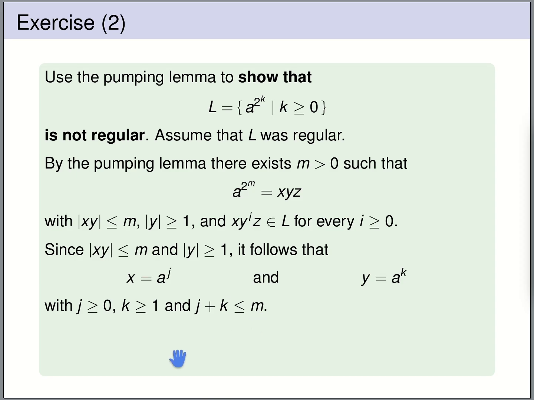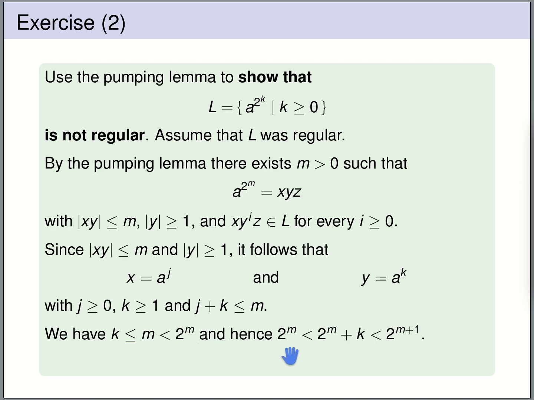Now let's do some small computation. Since j plus k is smaller or equal than m, we also know that k is smaller or equal than m, and m is smaller than 2 to the m. 0 is smaller than 2 to the 0, which is 1. 1 is smaller than 2 to the 1, which is 2. 2 is smaller than 2 to the 2, which is 4, and so on. Now, since this holds, we may conclude that also 2 to the m is smaller than 2 to the m plus k. So this follows simply by the fact that k is at least 1. So if we add k, then we get something bigger.